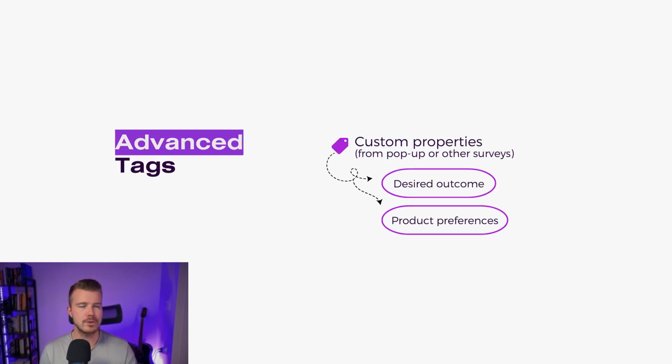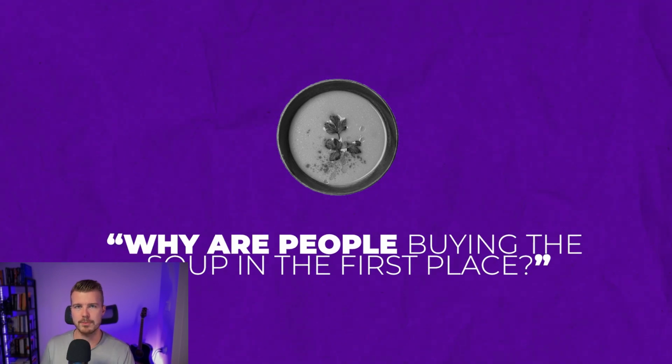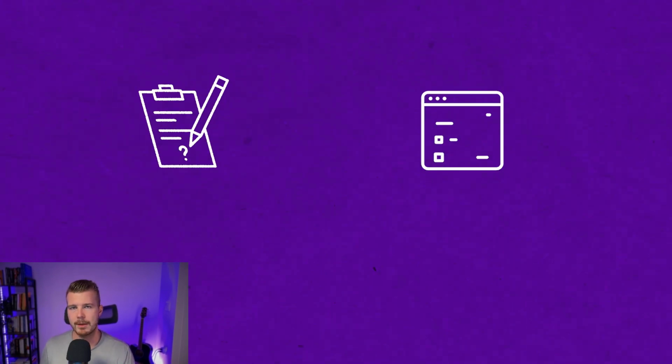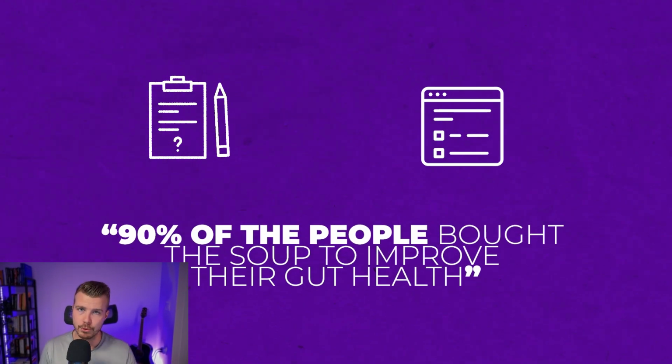But if you really want to take things to the next level, start using these advanced tags. So using custom properties, and usually we'll gather these custom properties from either pop-ups or surveys or something along those lines. What we're trying to do here is understand a little bit more about the consumer from their own words. So understanding their desired outcomes, understanding their product preferences, right? Desired outcomes, for example, might be, one of our clients has an organic soup company, and what we want to understand is, why are people buying this soup in the first place? Well, we created a survey in the pop-up, and what we found was that about 90% of people were buying the soup because they wanted to improve their gut health.